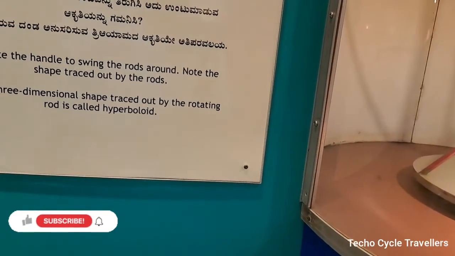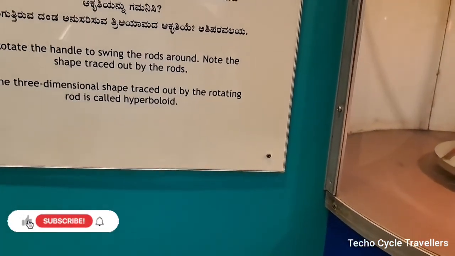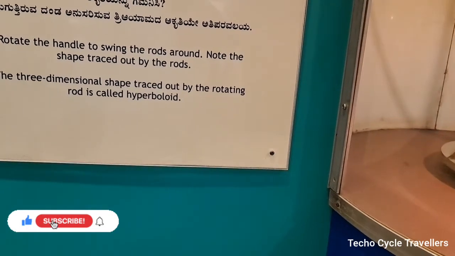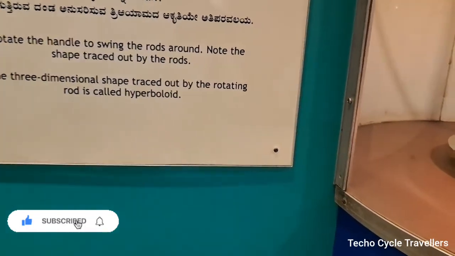Straight rods arranged in a diamond shape form what is called a hyperboloid.